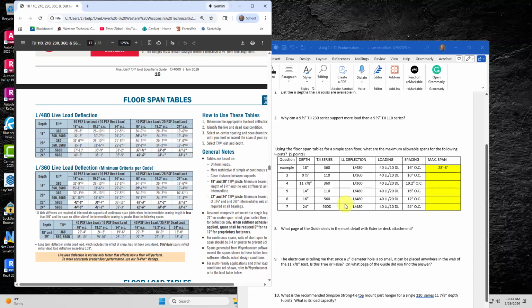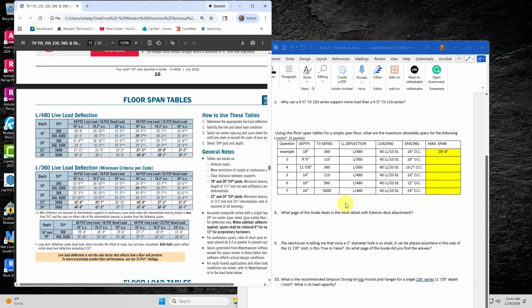Then the next question is, what page of the guide deals with more detail on the exterior deck attachment? I've got a question about drilling a hole. Is it true or false? And on what page of the guide did you find the answer?